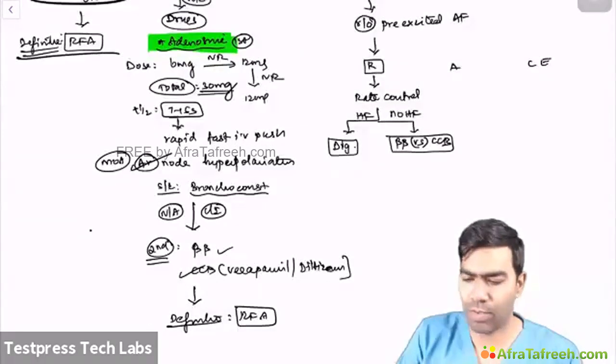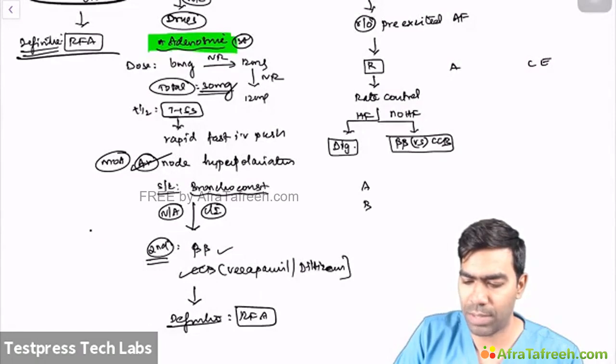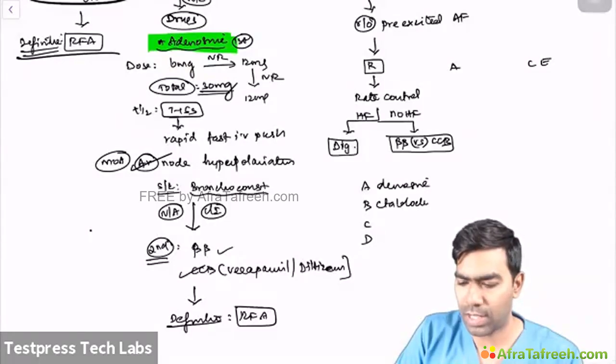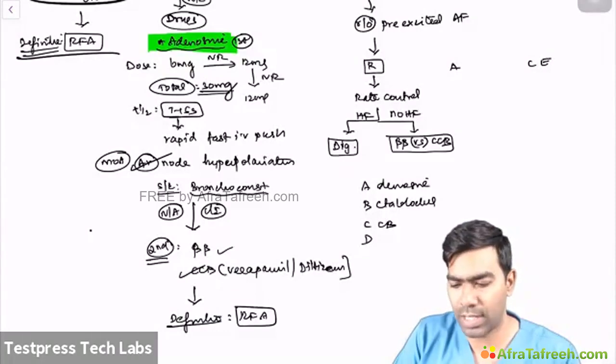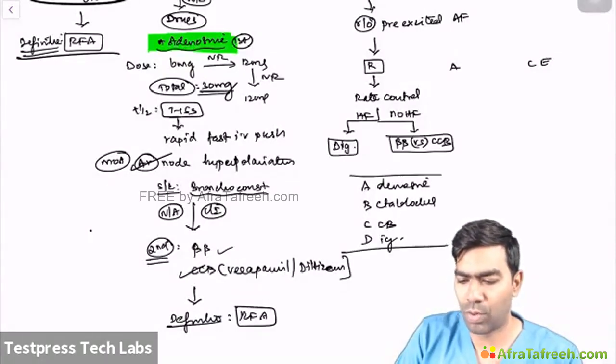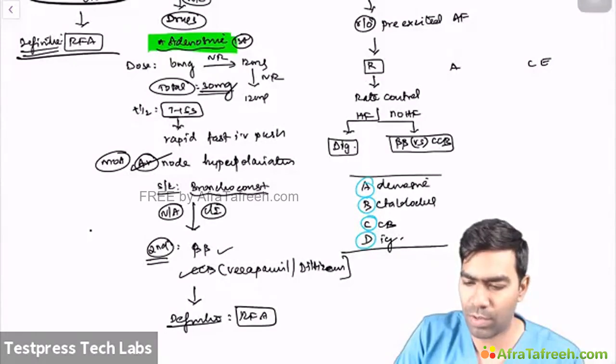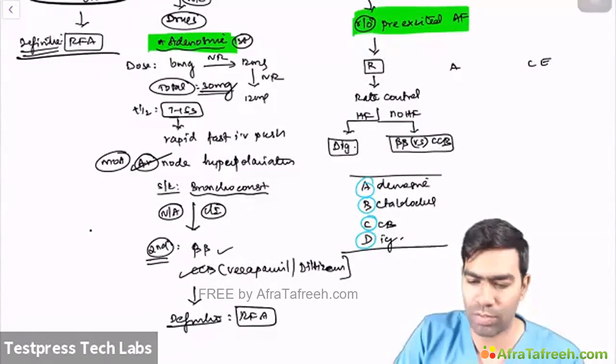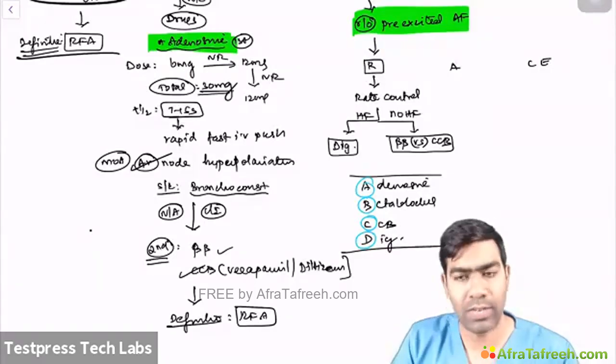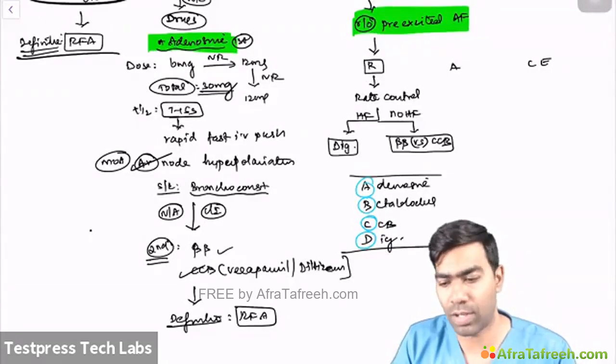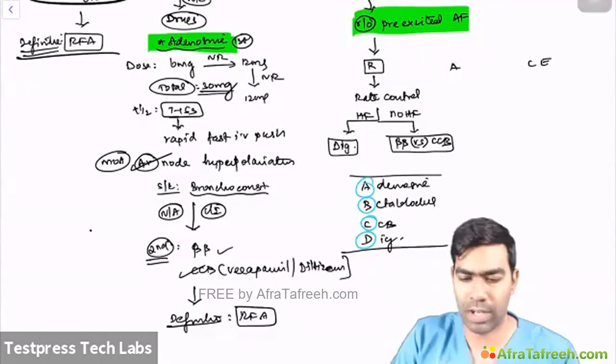Remember, you have a mnemonic for AV nodal blockers. You have A, B, C, D. A stands for adenosine, B stands for beta blockers, C stands for non-dihydropyridine calcium channel blockers, and D stands for DIG. So these are the 4 drugs that can block the AV node. That's why I told you in the beginning itself, you have to rule out pre-excited AF, because none of the AV node blockers should be given in pre-excited AF. Otherwise, you will kill the patient and you'll convert AF into VF, literally.